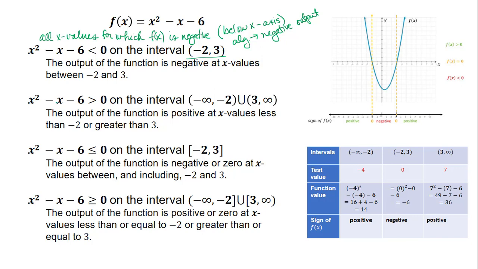Now, what about x squared minus x minus 6 is greater than 0? That would tell us to look for all the x values for which f of x is positive. Graphically, that means where is the graph above the x-axis? Algebraically, it means where do we get a positive output?